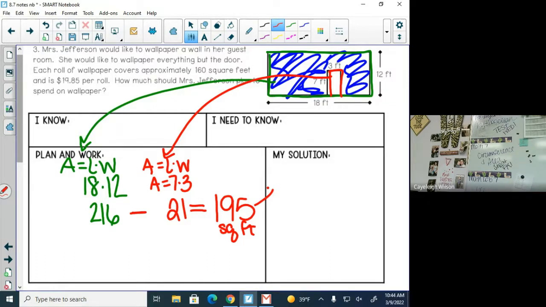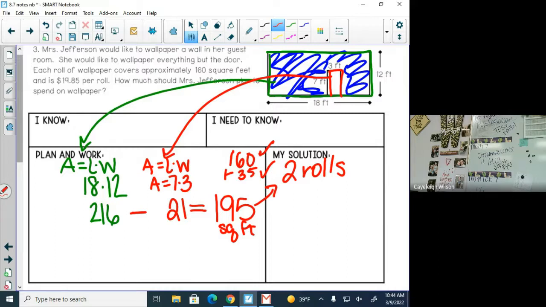So this means I'm gonna have to buy 2 rolls because 160 plus 35 gives me my 195. So this is 1 roll, this is 2 rolls. All right, Kaylee, do you know what I should do now with my 2 rolls?